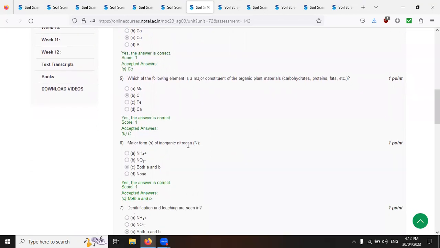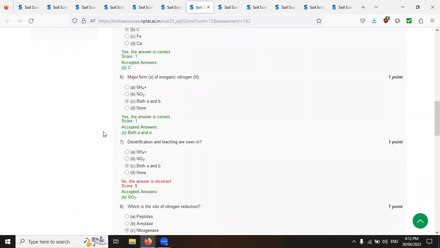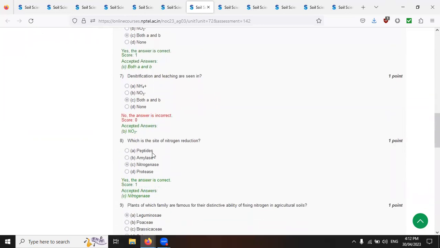Major forms of inorganic nitrogen are ammonium or nitrate, or both. It's both. Denitrification and leaching are seen in ammonium or nitrate. And the key here is the cation and the anion's charge, because you know soil has mostly a negative charge, so nitrate can't be bound. So nitrate's going to leach out of it. What is the site of nitrogen reduction? Peptides, amylase, nitrogenase, or protease?